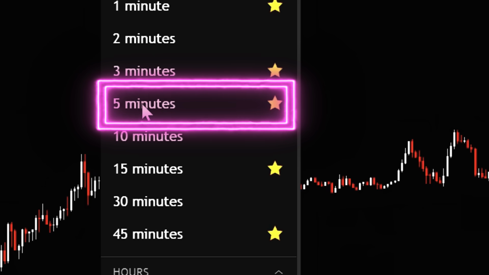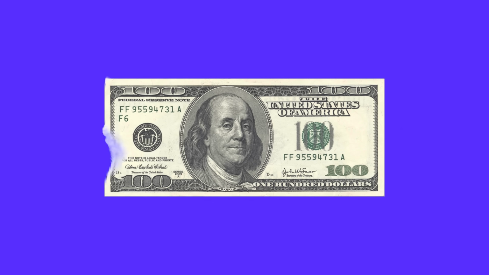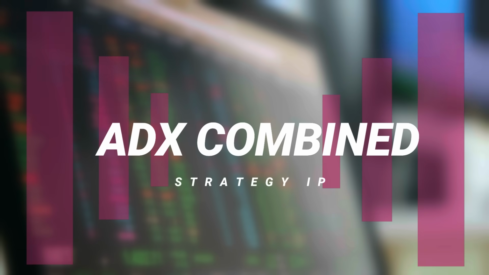You got it? Good. Alright, let's add the first of our 2 free TradingView indicators. Now listen closely. You cannot use this indicator by itself. If you do, you get chopped up and lose money. It's a foundation, but you absolutely need our second indicator for confirmation, which I'll show you in just a minute. The first indicator is called the ADX Combined Strategy IP.